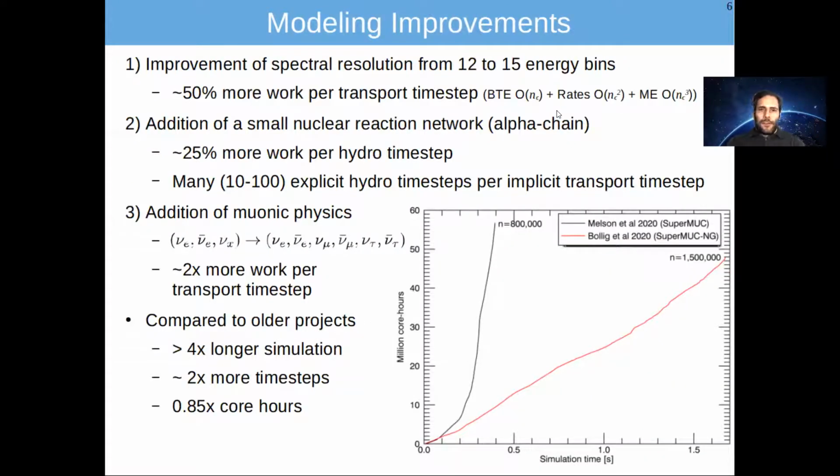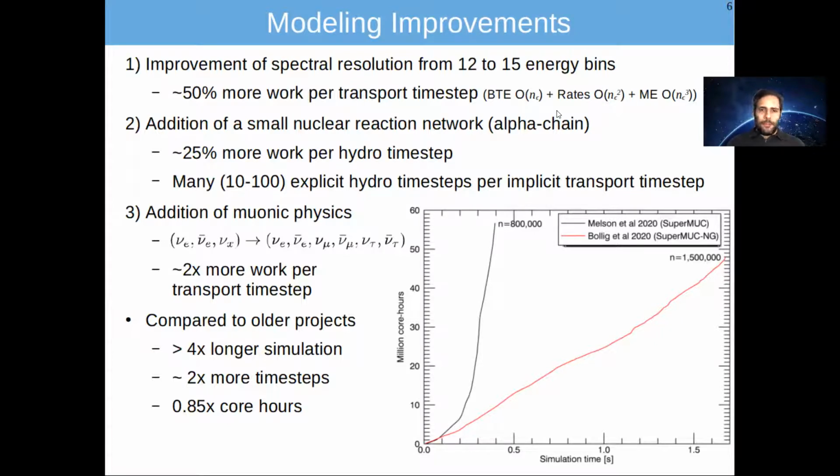In comparison to older simulation runs on SuperMUC, we have further improved our modeling on SuperMUC-NG. We have improved our spectral resolution from 12 to 15 energy bins, which increased the average work by 50% per transport time step. We further added a small alpha chain nuclear reaction network that added about 25% more work per hydro time step, with many tens to hundreds of explicit hydro time steps needed for each implicit transport time step.